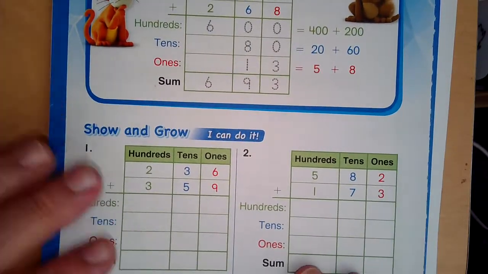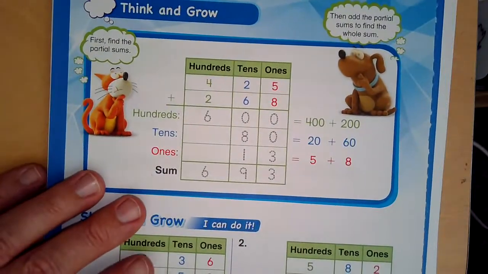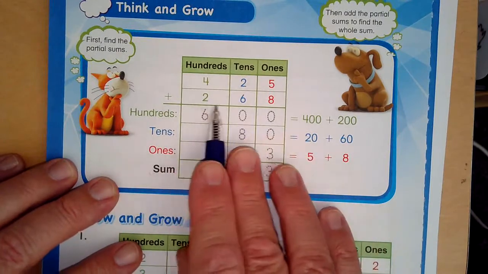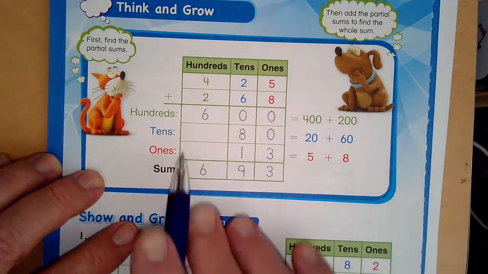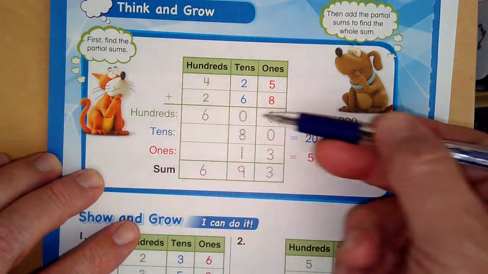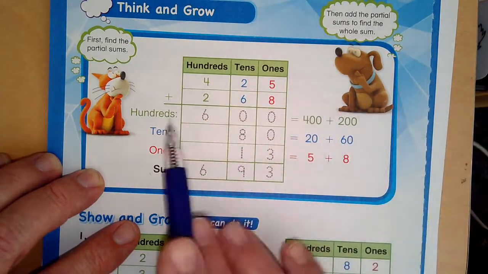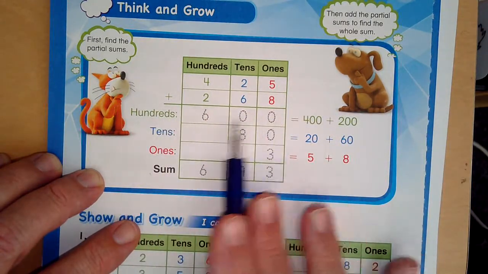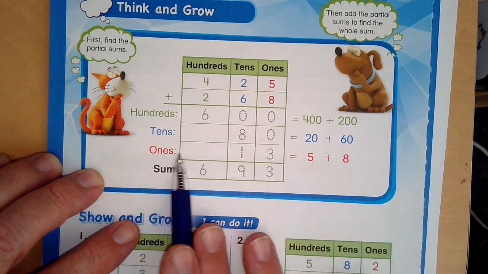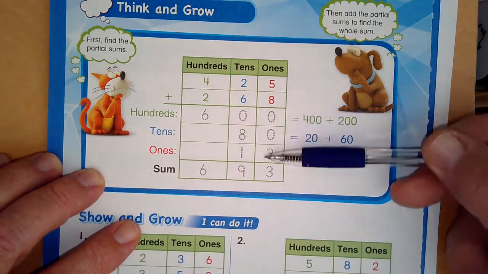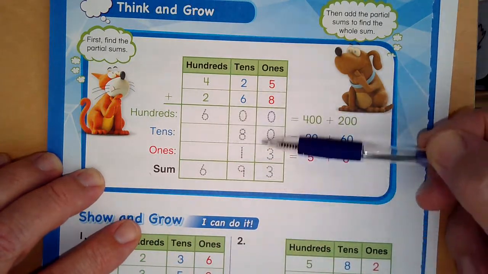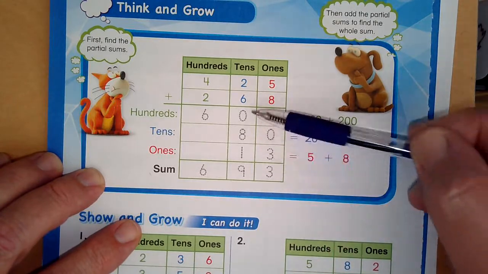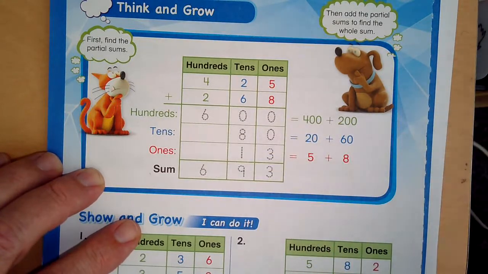All right, turn over to page 424. And let's take a look at this. We have 425 plus 268. And we have the rows, right? Rows go side to side. This is my row of hundreds. This is my row of tens. This is my row of ones. When we're all done filling all of this in, that's when we add all of these to get our answer.